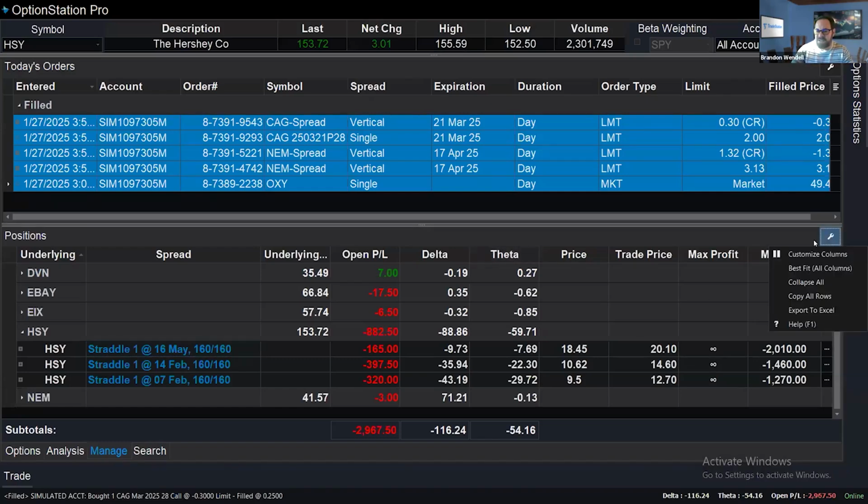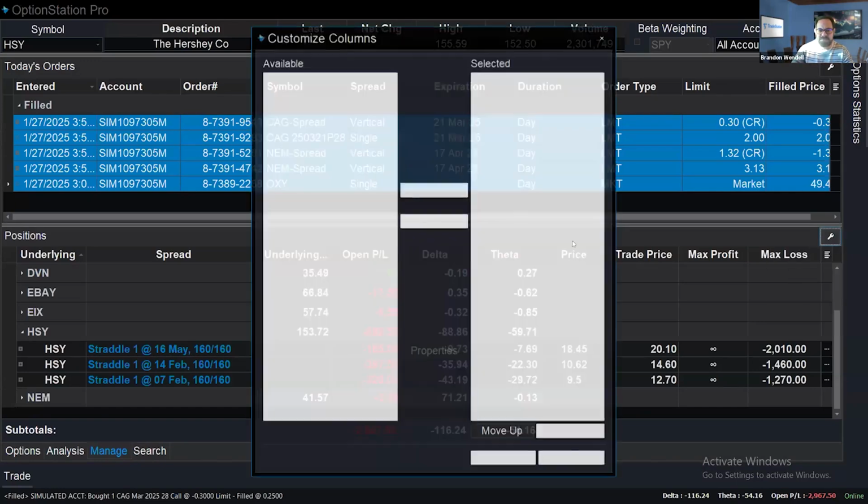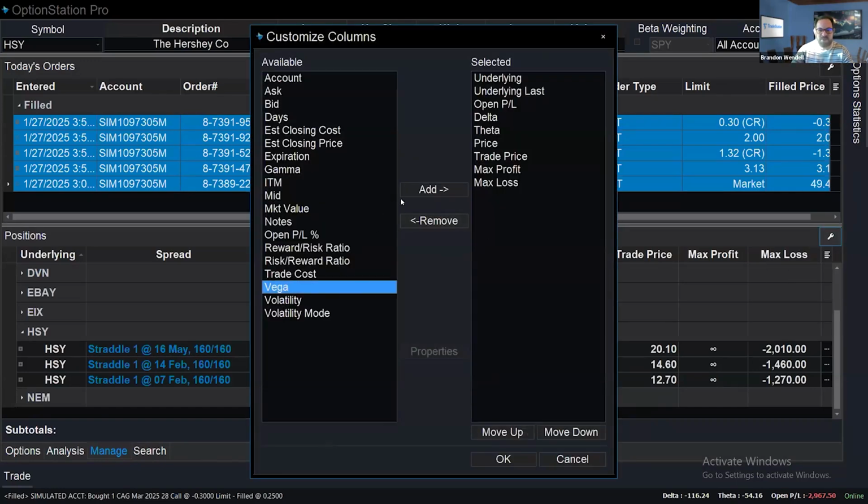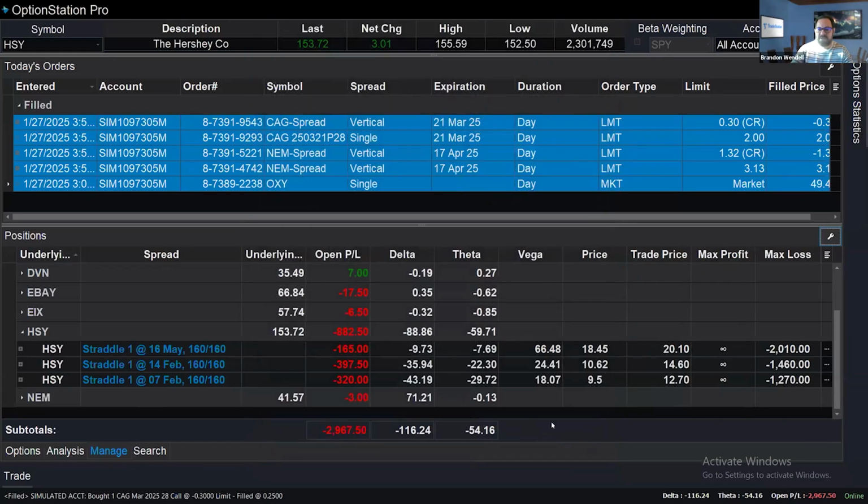And can I adjust the columns here too? Customize, perfect. Let's go get the Vega in there as well. And we'll move that up with the other Greeks. There we are. Perfect. So you can see that my volatility exposure on the longer term options is 66. It's quite large compared to the rest of these.